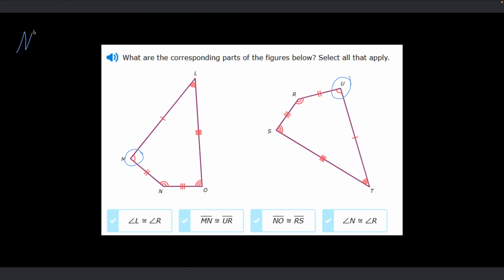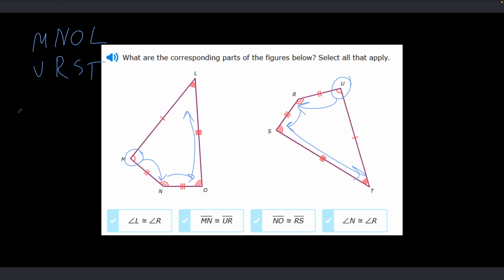So that means that M has to match with U, and then I'm just going to go in order, right, from 1 to 2. So that would be N next. 1 to 2 would be R. And now we just go in order. Then we go O and then L, so OL. And then we go ST. And then you have your statement.